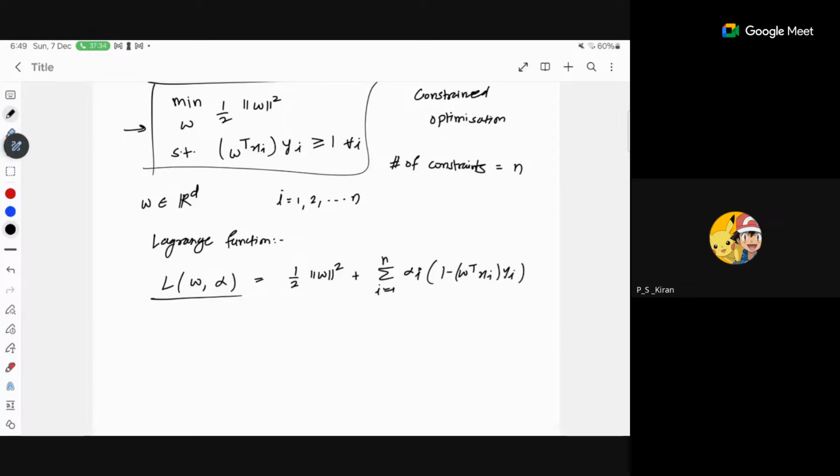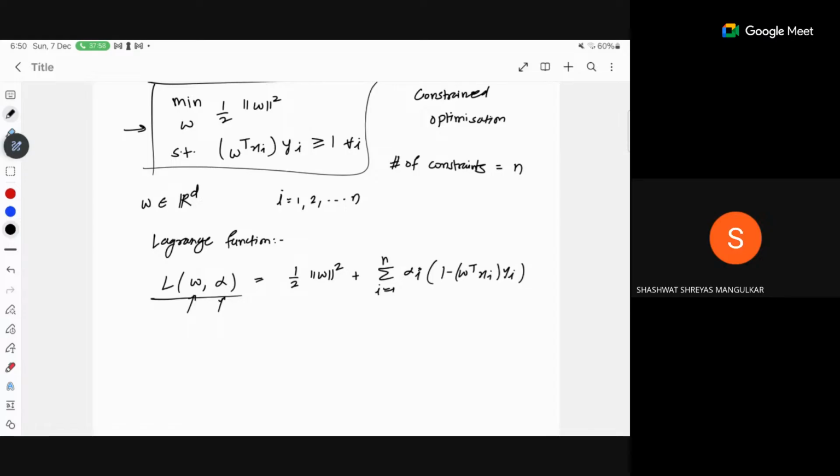And now what do I need to do here? How many variables are there? Let's discuss that first. How many variables are we having? W and alpha, right? W is a vector, alpha is also a vector. W is a d-dimensional vector, alpha is an n-dimensional vector. So these two variables I'm having.